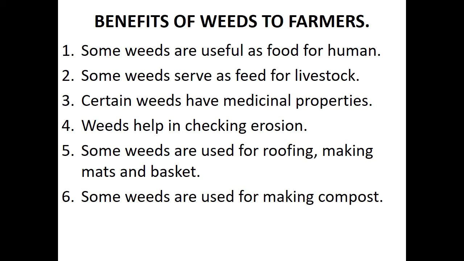Some weeds are used for roofing, making mats and baskets. You agree with me that in some villages they still use weeds as roofing materials, especially for round huts. Like the northern gamba, we use them to roof our houses. Some people make mats and baskets with weeds. The last benefit: some weeds are used for making compost. Our compost manure, we make use of weeds to make it.